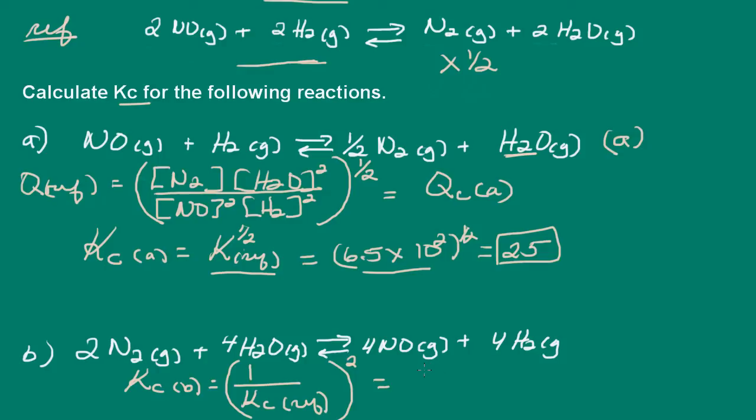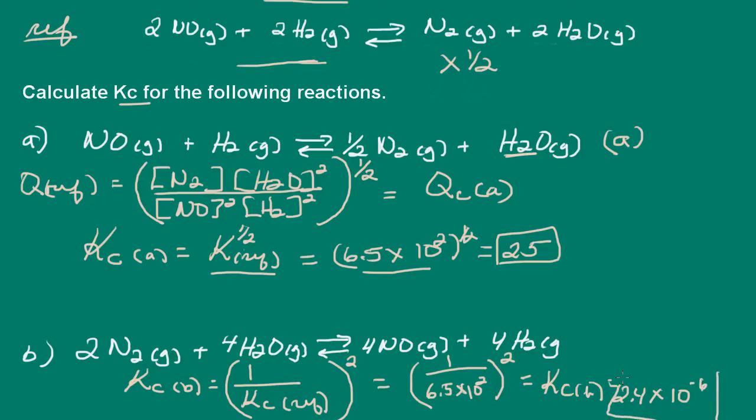So what we have is 1 over 6.5 times 10 to the 2, to the second power. So K for reaction B would be equal to 2.4 times 10 to the negative 6. So again, if an equation is reversed, then we have to take the reciprocal of K. If an equation is multiplied by some factor, that factor becomes the exponent.